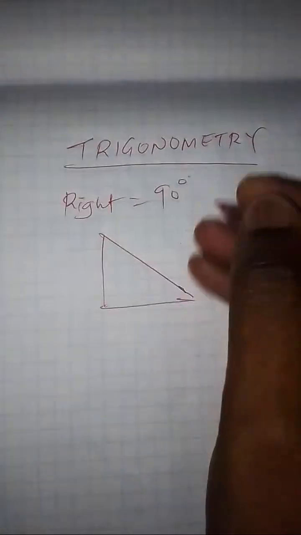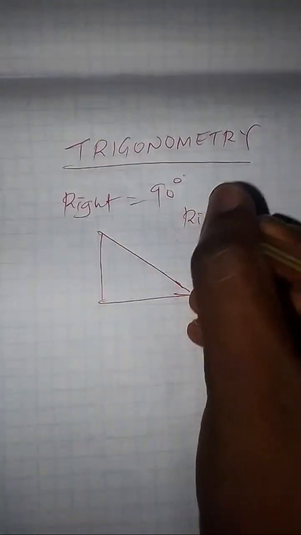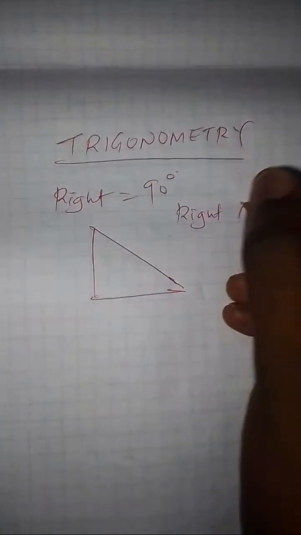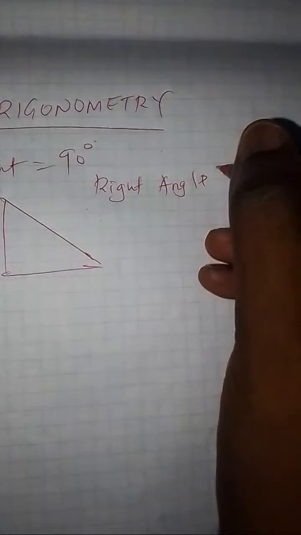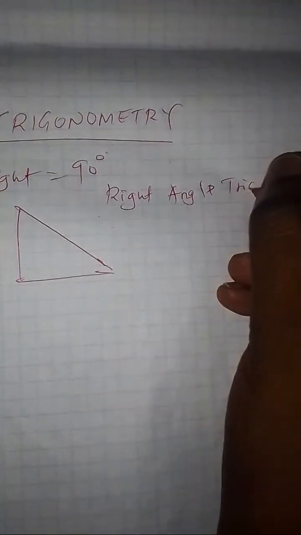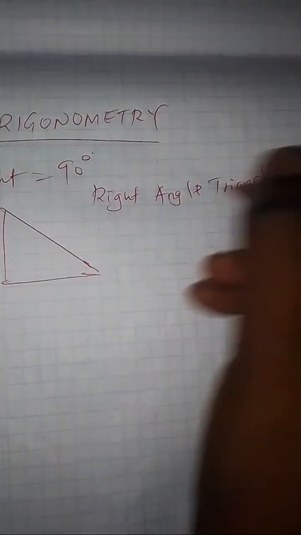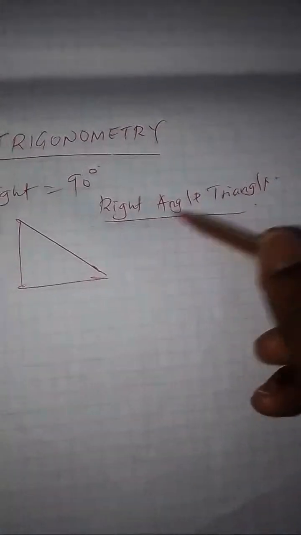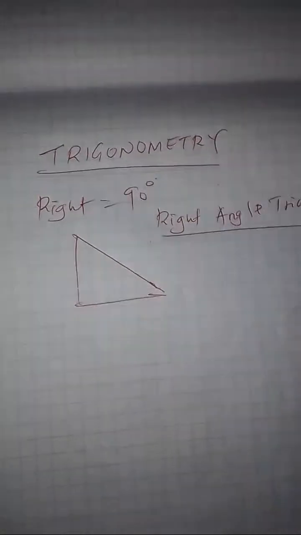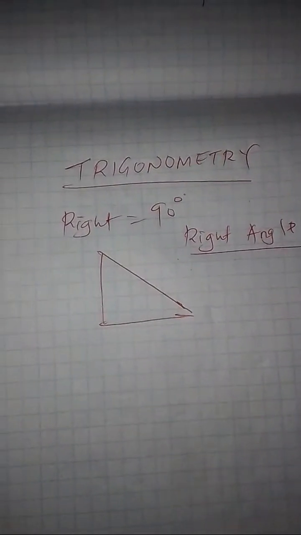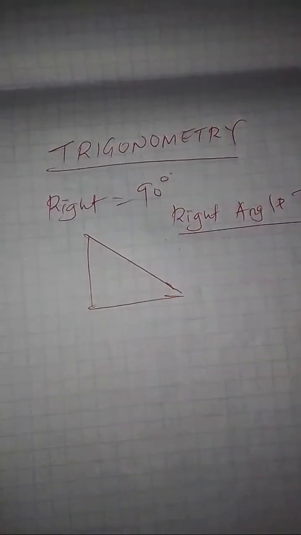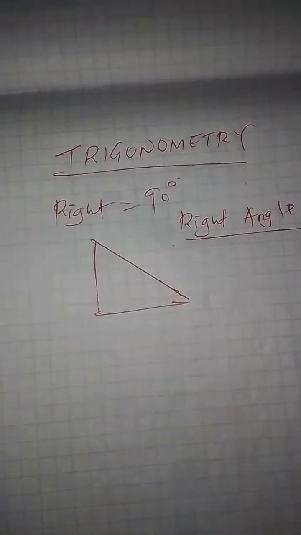That is the name: a right angle triangle. The part that I'm going to talk about, trigonometry, always deals with the right angled triangle. So just stick with me, as you're going to learn several things here.